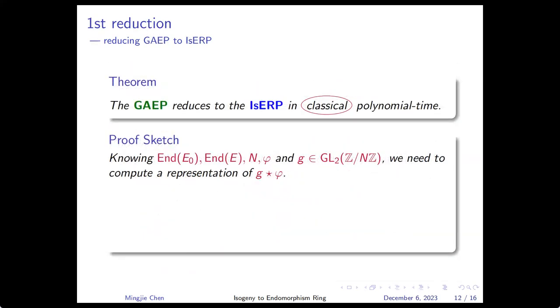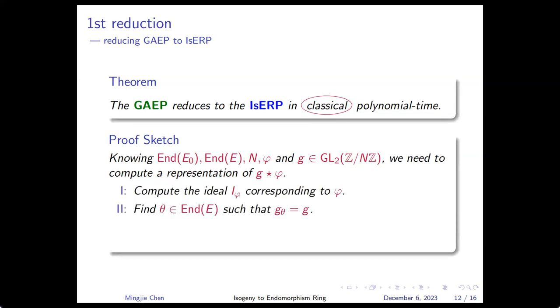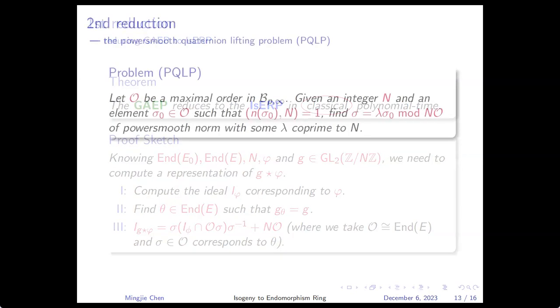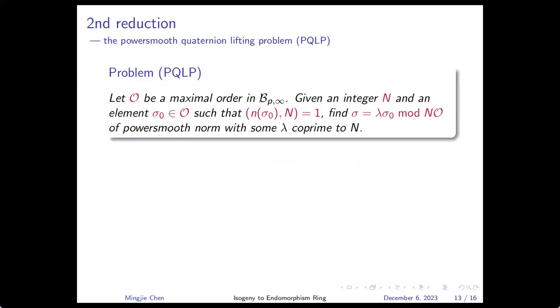And as I mentioned when we introduced the roadmap, the reduction is actually double-sided. So the GAEP also reduces to the ERP in classical polynomial time. And this reduction is purely about quaternion algebra techniques. So I will skip this, also because this direction is not important for finally resolving the ERP. It's not going in the direction we need. Okay, that's all about the first reduction.